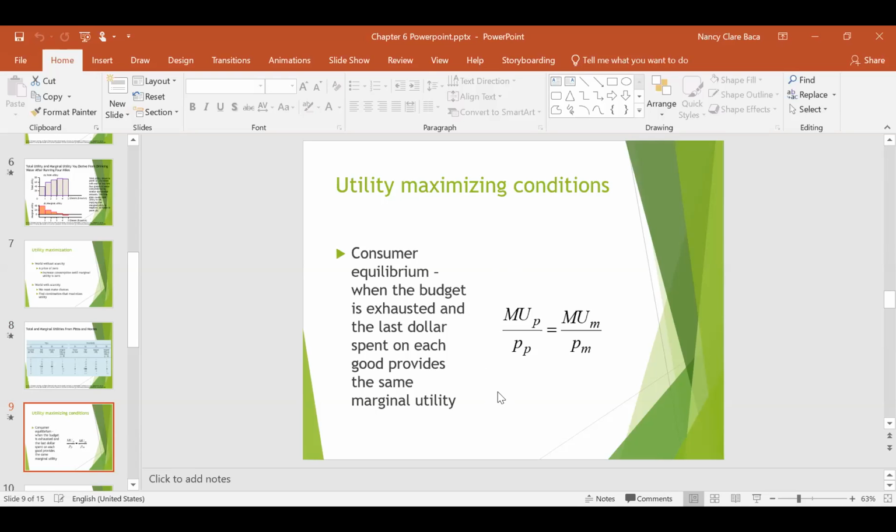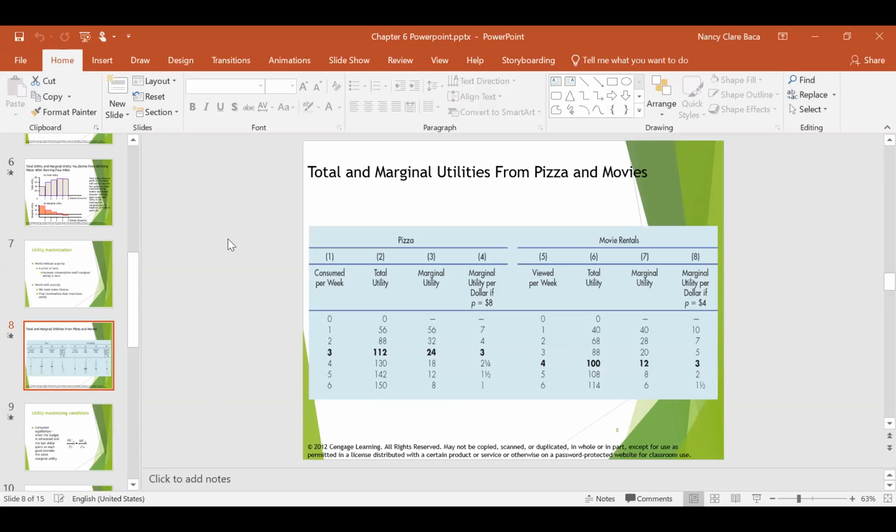This equation right here is actually what we already did in columns 4 and 8 on the previous slide. MUP is marginal utility of pizza divided by the price of pizza. PP is price of pizza. Equals the marginal utility of movies, the M is movies, the little m. Marginal utility of movies is divided by the price of movies. So where the marginal utility per dollar of pizza is equal to the marginal utility per dollar of movies, and also exhausts your budget, that's where you're going to find your consumer equilibrium on this very, very simplified example that we've done. So let's double back. Okay, so let's look for, well, first I have to tell you what her budget was.